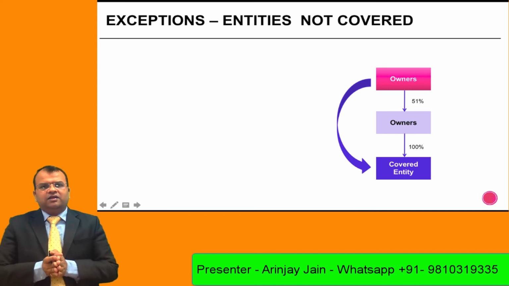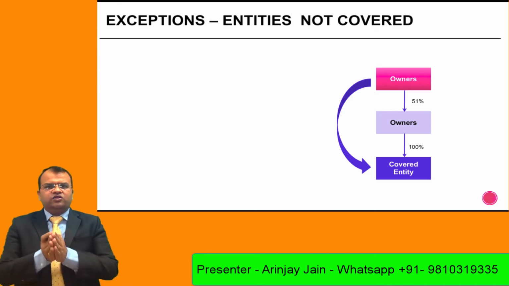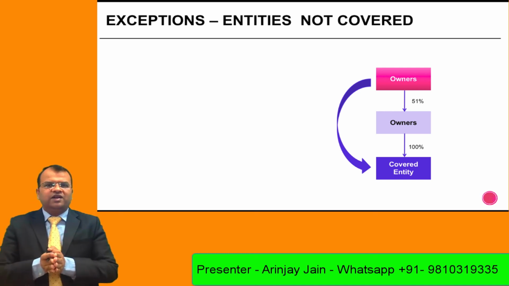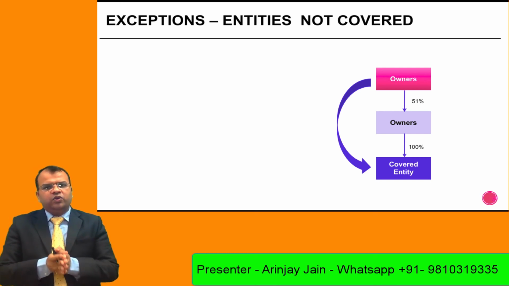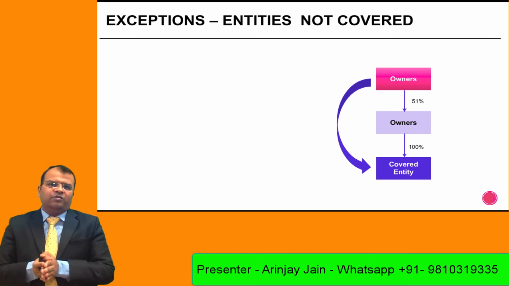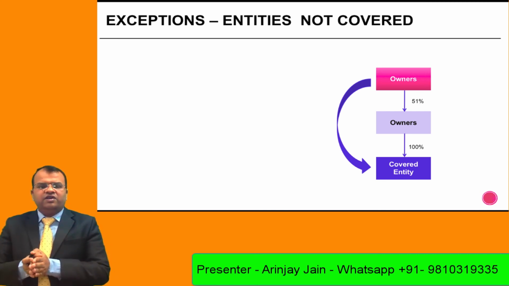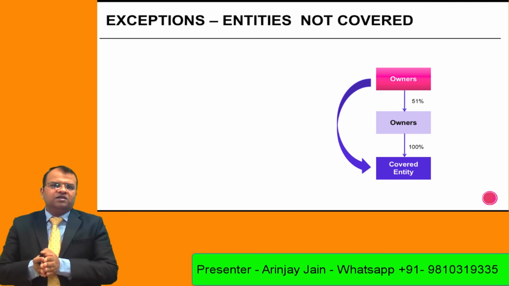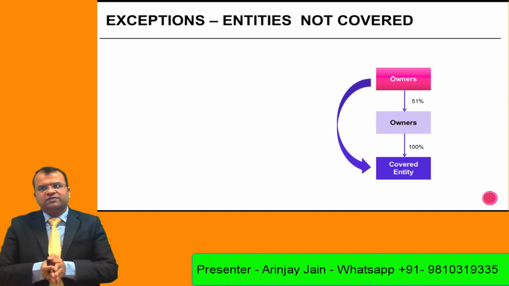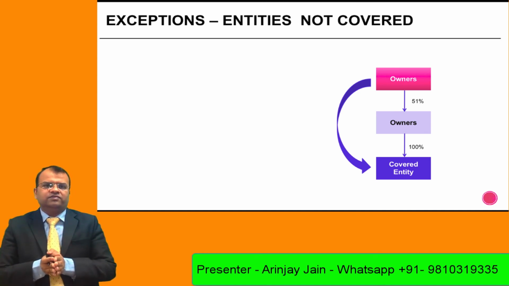Now, basically, if you look at this structure, there is a covered entity right there at the bottom. In this covered entity, there are two owners, one which is marked in the gray box, which owns 100% directly in the covered entity. But within this holding company, 51% is held by another set of shareholders. So we can say that insofar as the covered entity is concerned, the owners marked in the gray box are direct owners, whereas the owners marked in the box above are indirect owners of 51% in the covered entity.